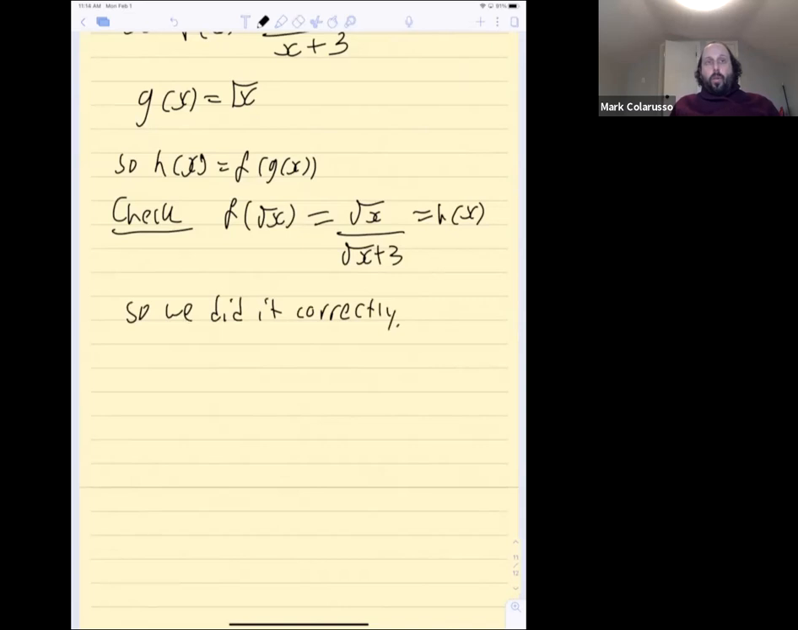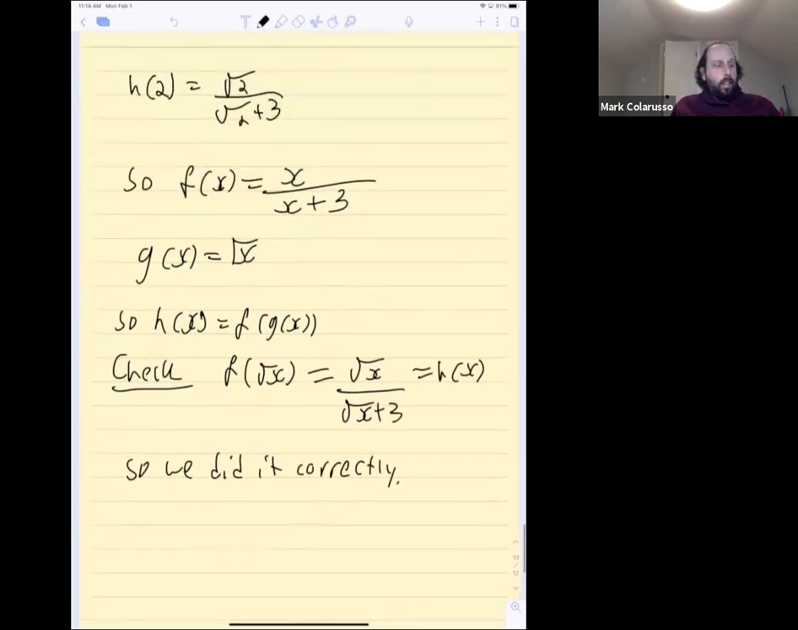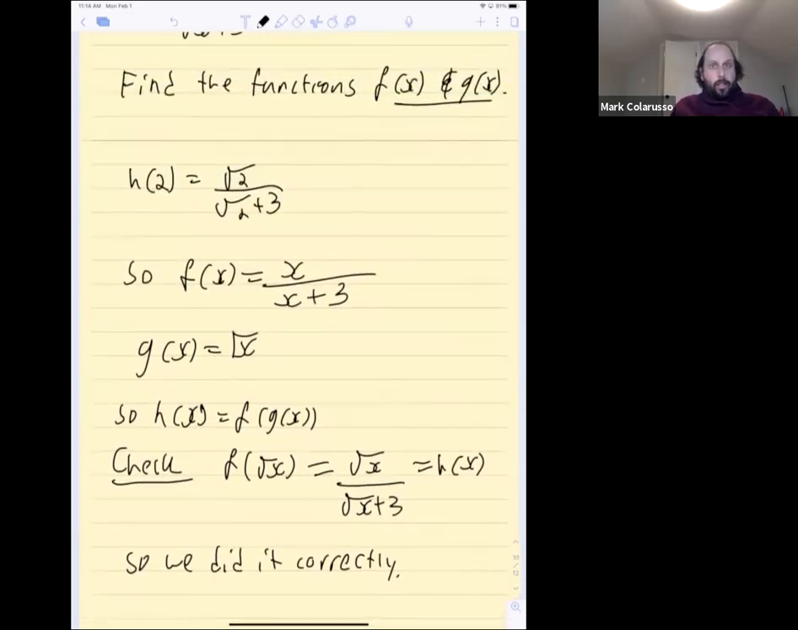Now, you don't want to be checking this all the time, probably, but when you first do it, and if you're a little unsure, you can always do the construction of compositions like we did in the first example to verify that you decomposed the composition correctly.